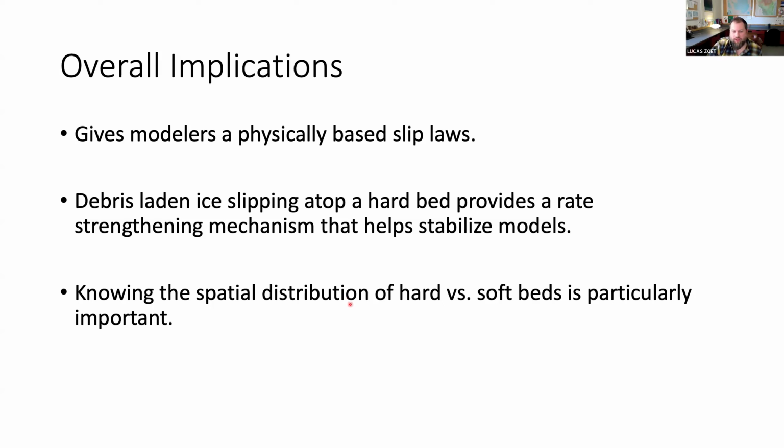But what this means is knowing the spatial distribution of hard versus soft beds is particularly important, right? Because there are going to be some parts of the bed in this world that can do a lot more work to stabilizing the glacier than other parts of the bed. And knowing where those are, using either seismics or radar or whatever, is going to be important to getting the model predictions correct overall.